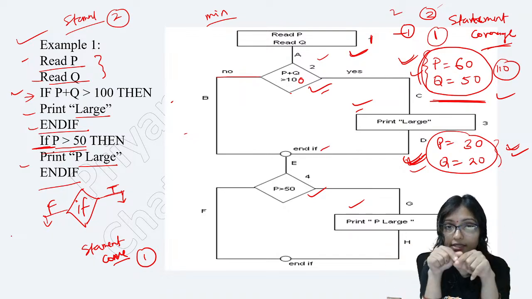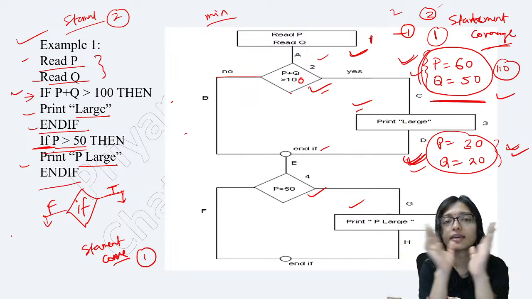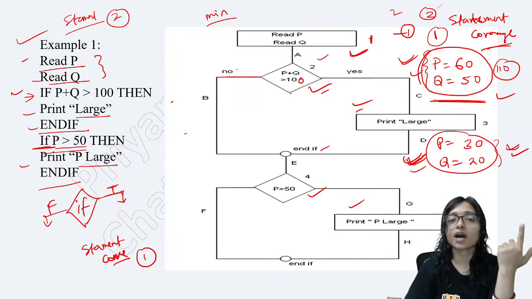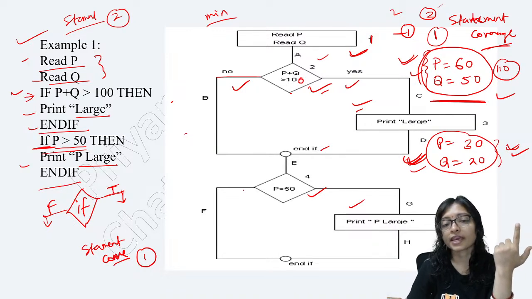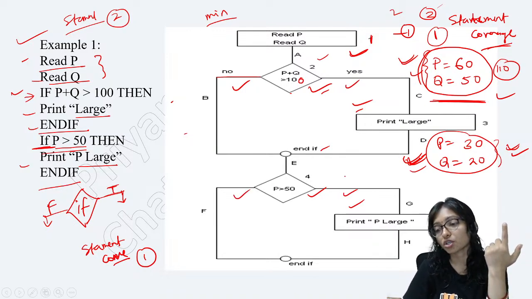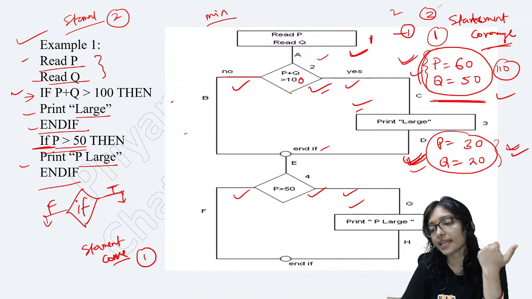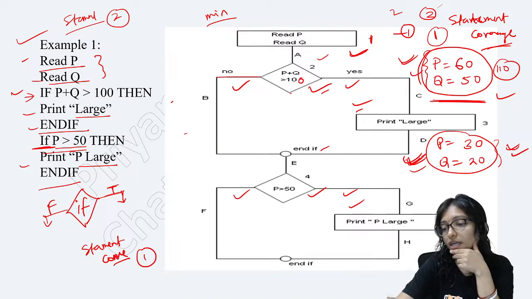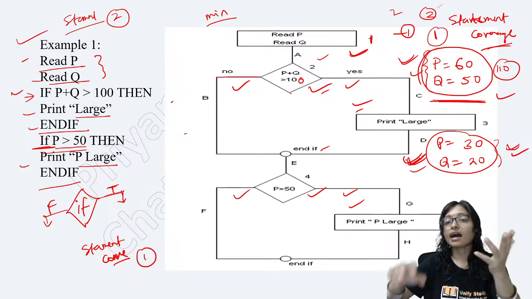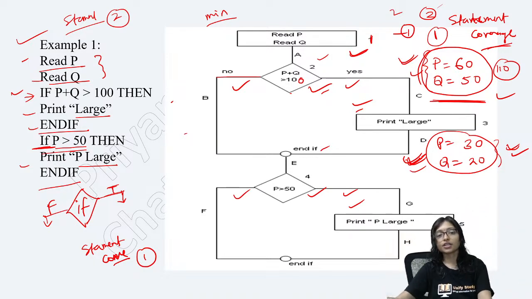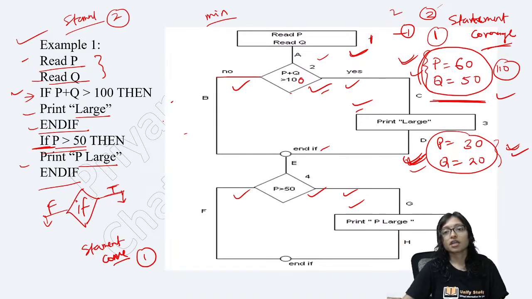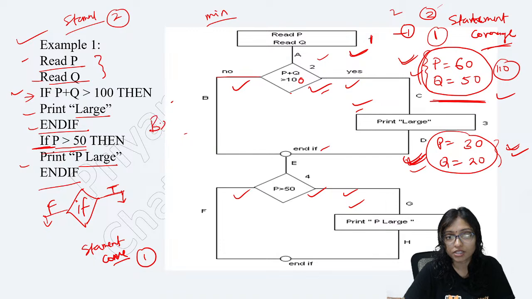Branch means whenever there is a condition, it creates branches, right? Here is one branch, here is another branch. Here is one branch, here is another branch. So to cover all these branches, how many test cases do we have to create? Till now our target was statement coverage. Now our target is branch coverage.